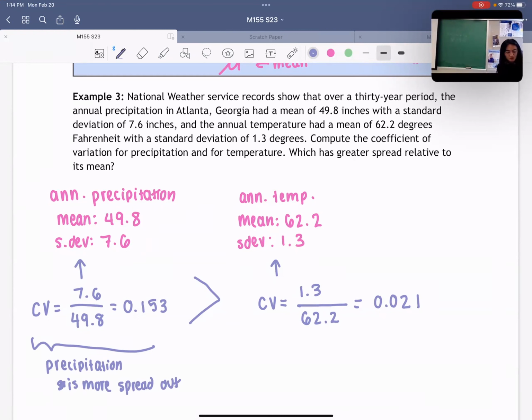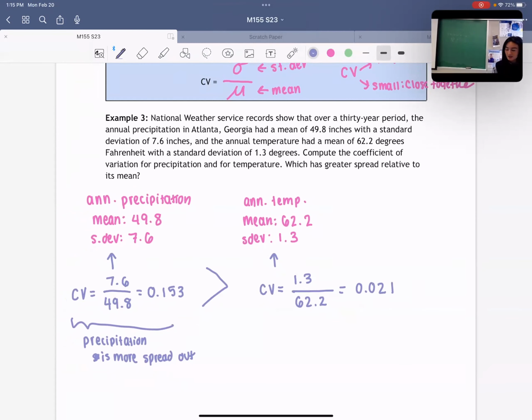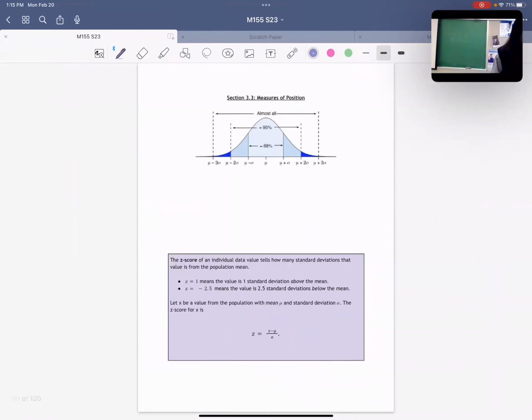Okay, and when you think about this question, it kind of makes sense that precipitation would be more spread out than temperature, right? It seems like temperature fluctuates less than precipitation. So this answer actually does make sense, at least in my head. All right, any questions on the coefficient of variation? All right, then this actually ends this set of notes. So I guess we have a new set of notes to talk about.